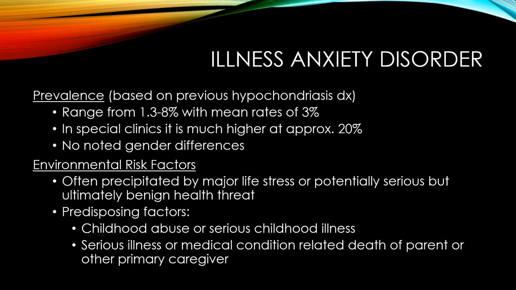Now, for illness anxiety, again, well, not again, I guess. All of these rates are actually based on the previous hypochondriasis diagnosis, because there hasn't really been a whole lot of research and literature produced focusing solely on illness anxiety. So we see a range of anywhere between 1.3 and 8%. On average, we're looking at about 3%. Now, in specialty clinics, that's going to be a much higher percentage, at about 20% prevalence rate there. No noted gender differences in prevalence rates at all.